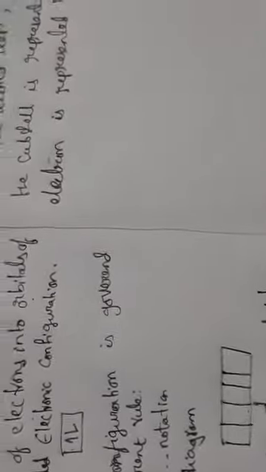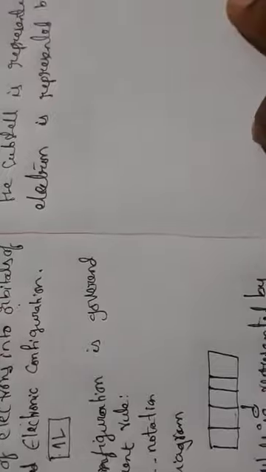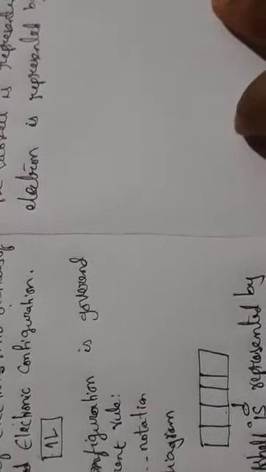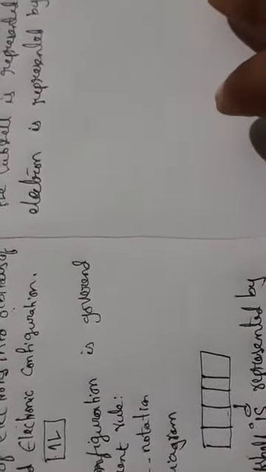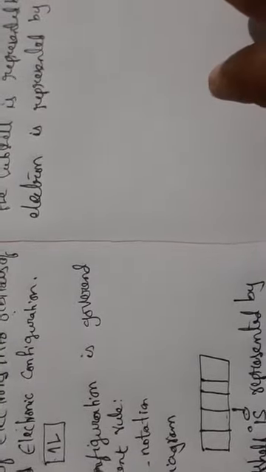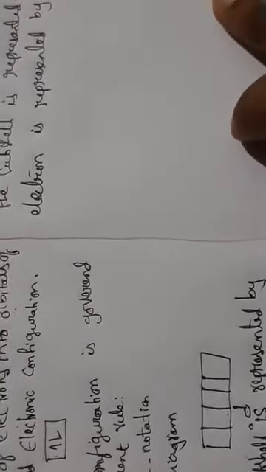Okay, so here the energy level for which n plus l is lower is the lower energy level. If the n plus l values of two energy levels are equal, then the energy level for which n is less is the lower energy level.